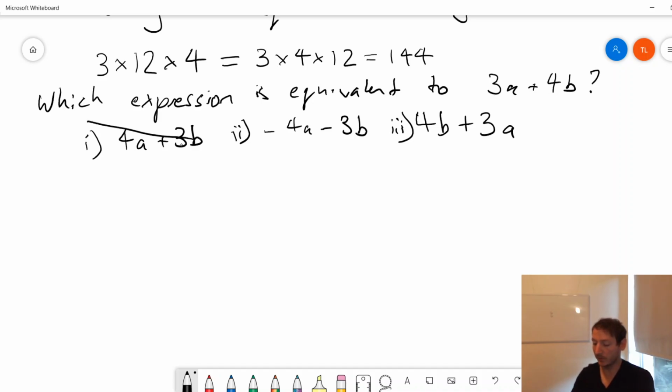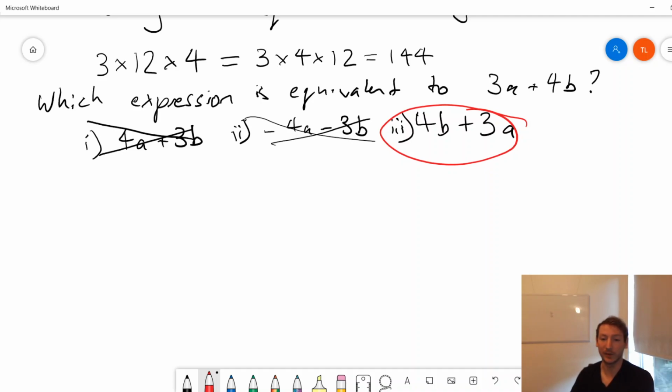So it's not part 1. Well, part 2 is just different completely. That's negative 4a, negative 3b. We're going to end up with a very different number. Lastly, 4b plus 3a. It's out of order, but because of the commutative law, we know that addition doesn't matter which order. So we do know that these two are equivalent.